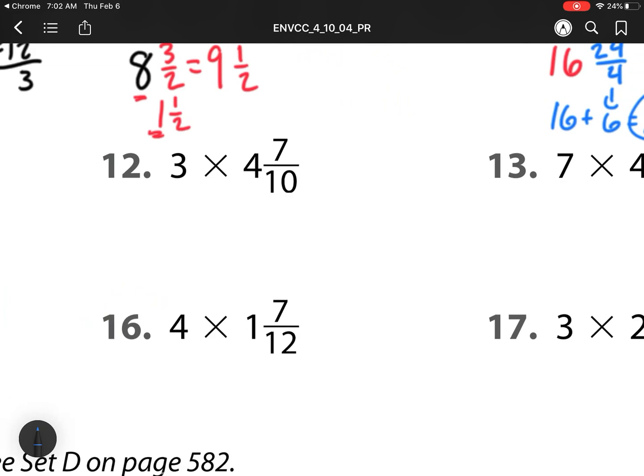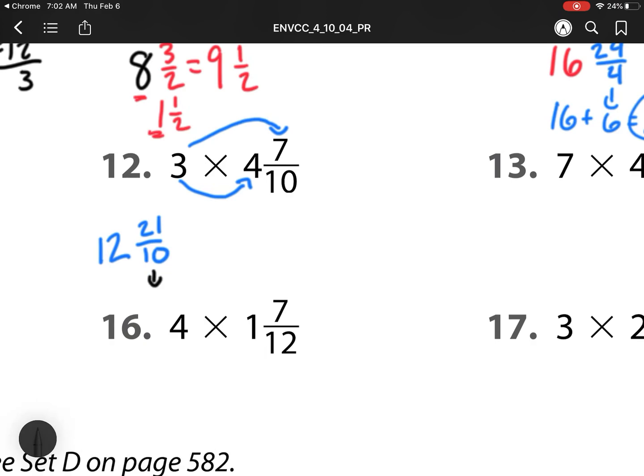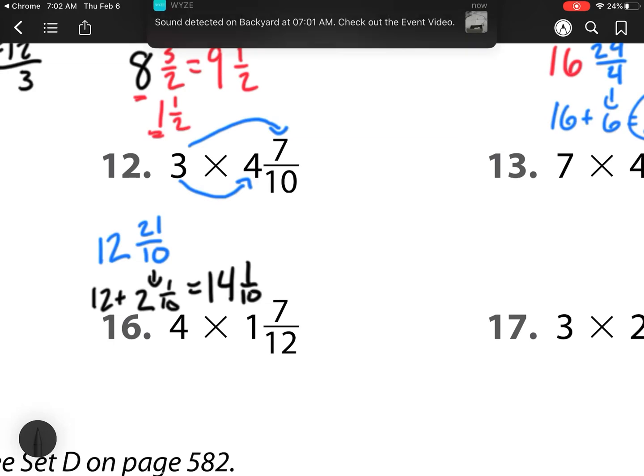Heading off to number 12 now. Remember, multiply those whole numbers. 3 times 4 is 12. And then multiply, I have 3 groups of 7 tenths. 3 times 7 is 21. Denominator stays the same. And I know 21 is 2 whole groups, and I'm taking away how many pieces? Well, I have 10, 20, so I'm taking away 20, which leaves me with 1 piece out of 10. So I have 12 plus 2 and 1/10, which is 14 and 1/10.